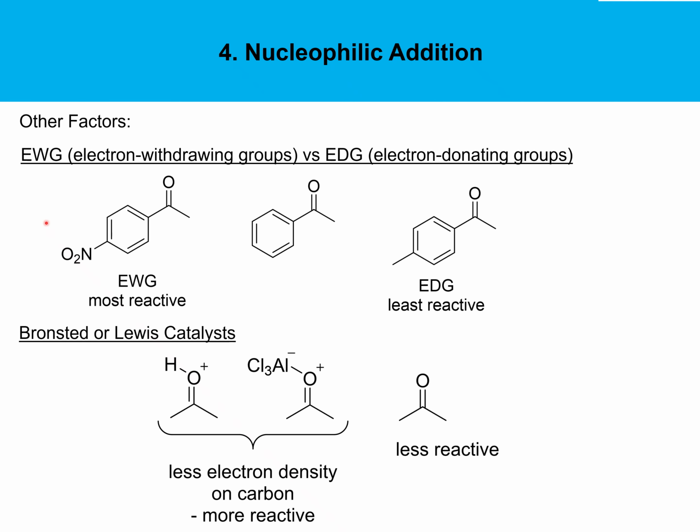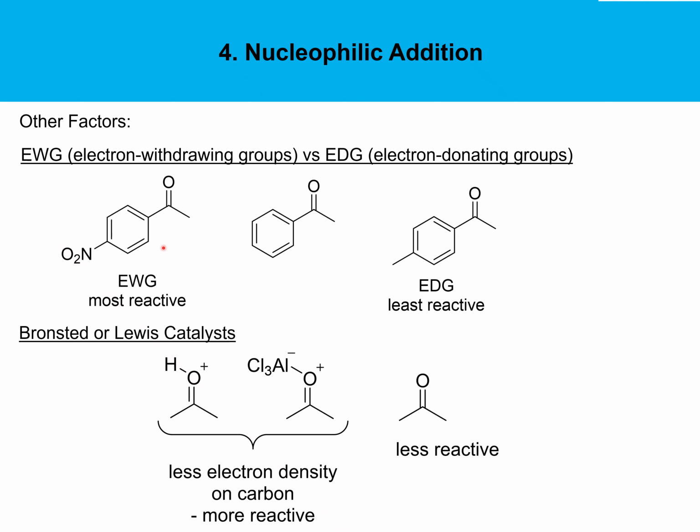There are other factors that will alter the reactivity of certain carbonyls. For example, if we add electron withdrawing groups, generally that will make a ketone or an aldehyde more reactive than a parent aldehyde or ketone. And if we add an electron donating group, like an alkyl group, generally the carbonyl becomes less reactive.